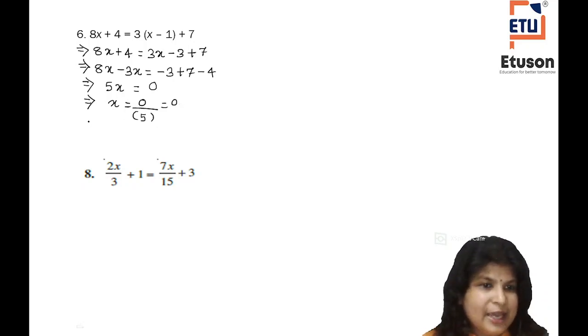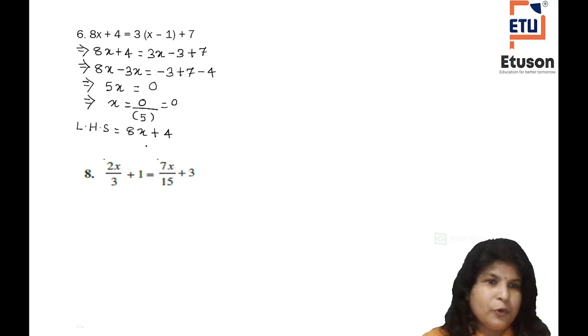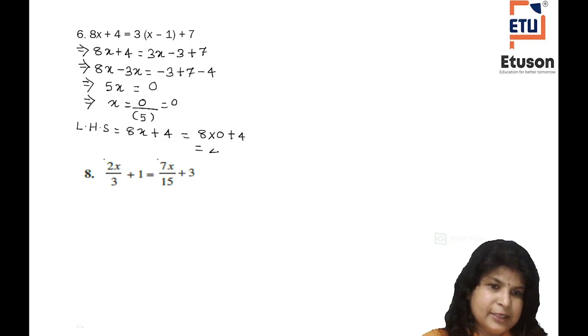So let us check whether we are correct or not. So your left hand side is what? 8x plus 4. Putting x is equal to 0, you have 8 into 0 plus 4 and your answer is 4.